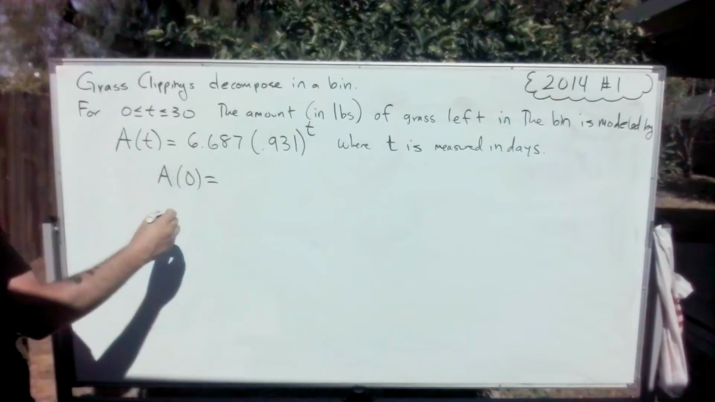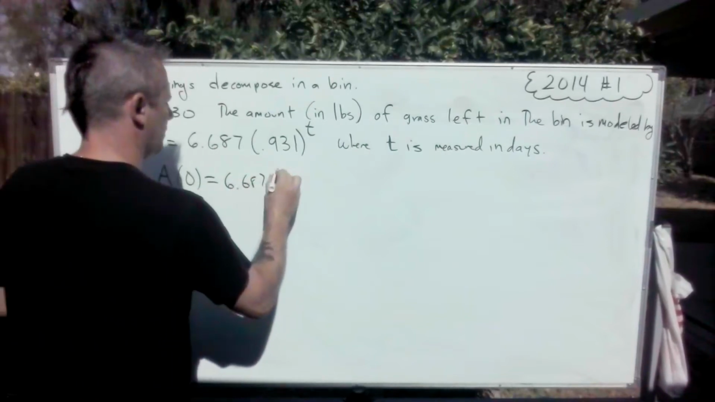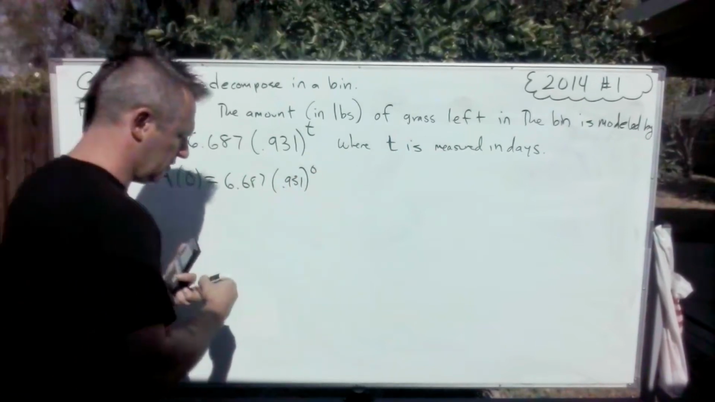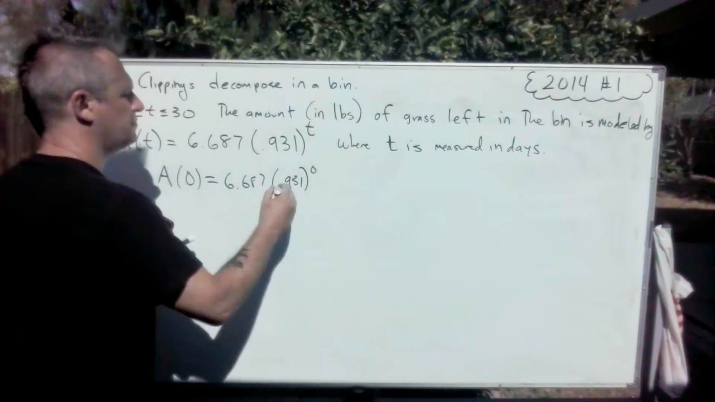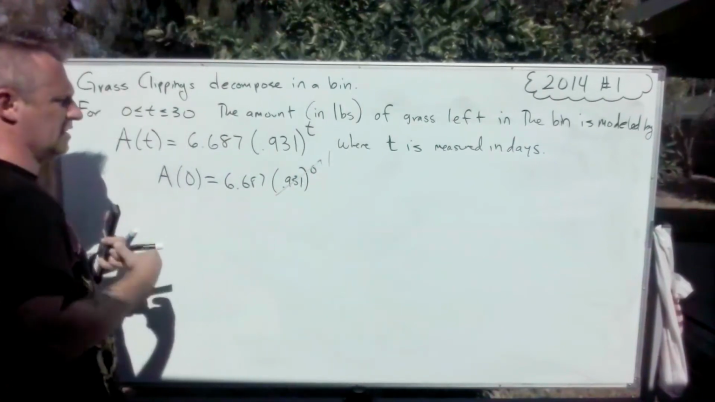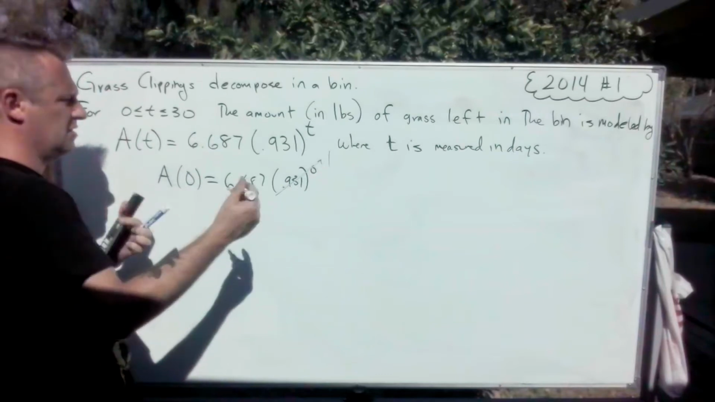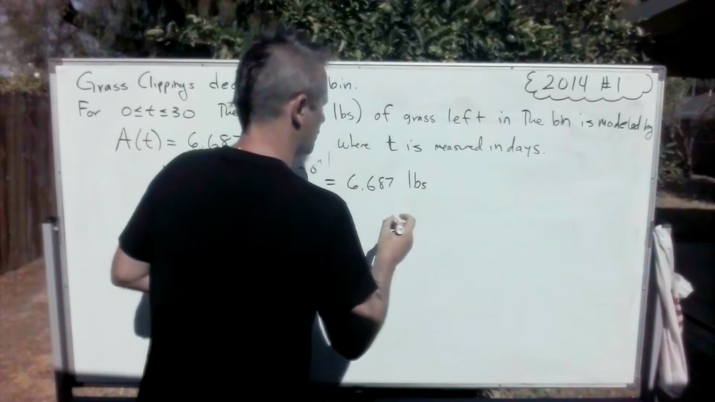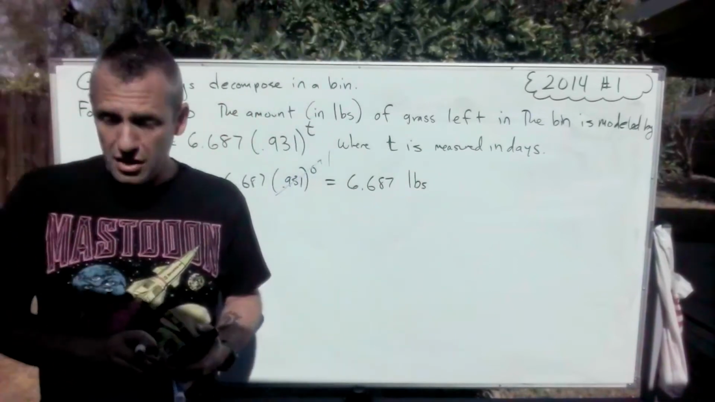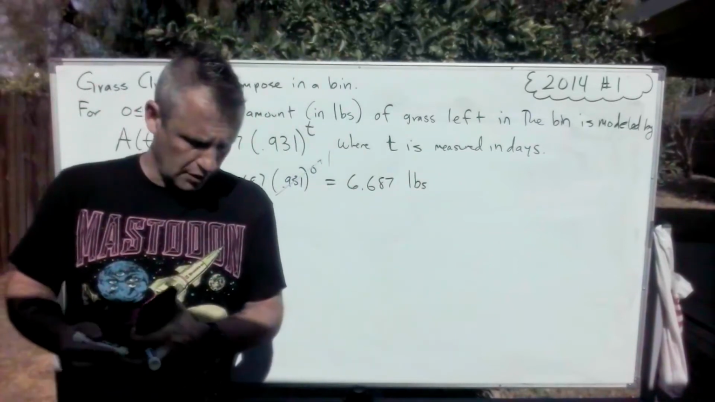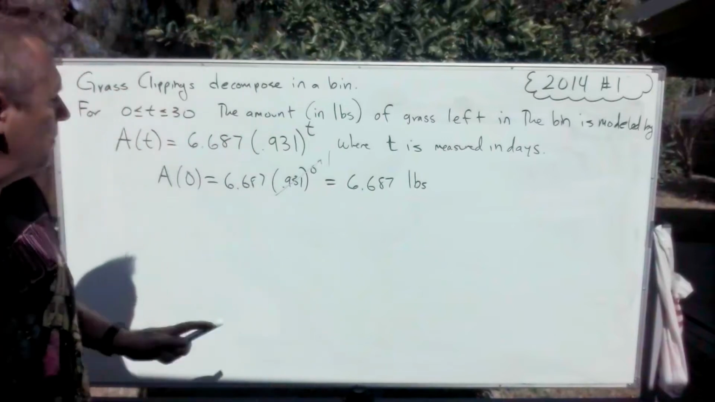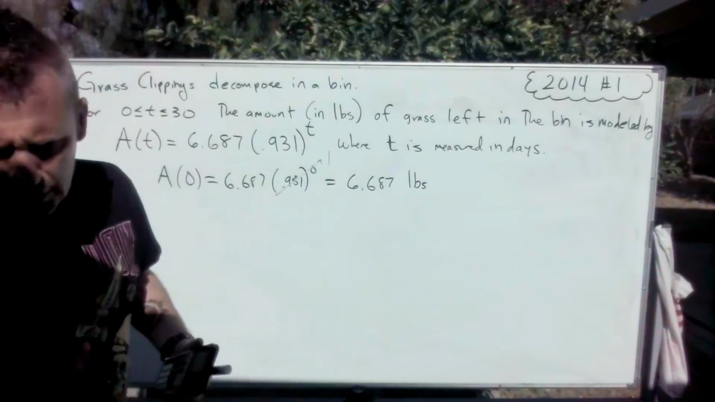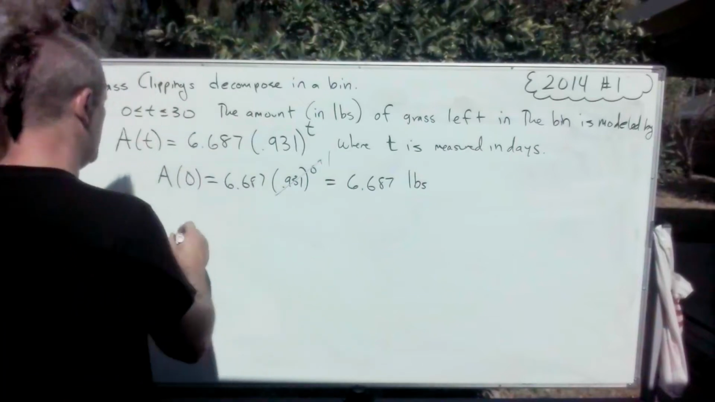A of 0 is 6.687 times 0.931 to the 0 power. This, of course, is just 1. And so we have 6.687 pounds. So what does this represent? This tells me that initially, on the day that I start counting, the initial amount of grass in my bin is 6.687 pounds. So this makes me wonder how much there is after 1 day.